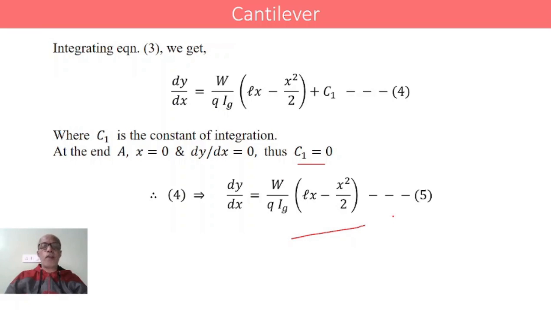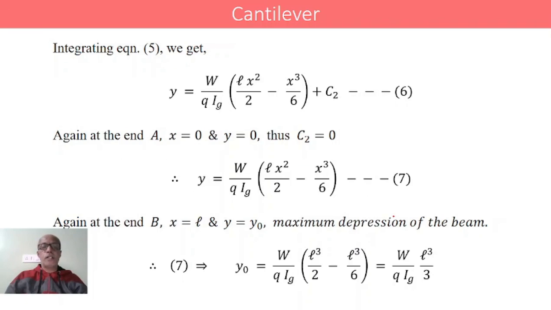Again, integrating equation 5 with respect to x, we get y equals W by Q Ig into (Lx²/2 minus x³/6) plus C2. Again, C2 is the constant of integration. At the fixed end A, x is equal to 0 and y is equal to 0, and therefore, substituting, we get C2 is equal to 0. Therefore equation 6 becomes y equals W by Q Ig into (Lx²/2 minus x³/6). I call this equation 7.